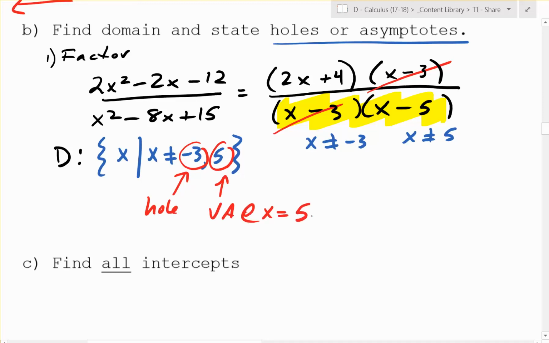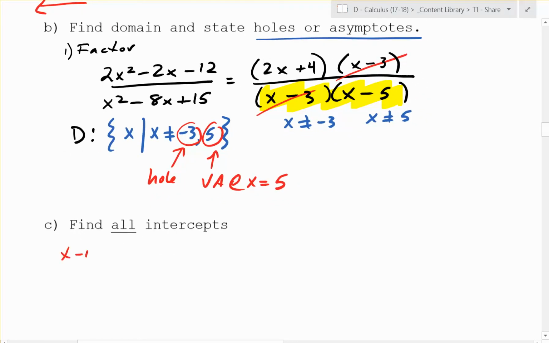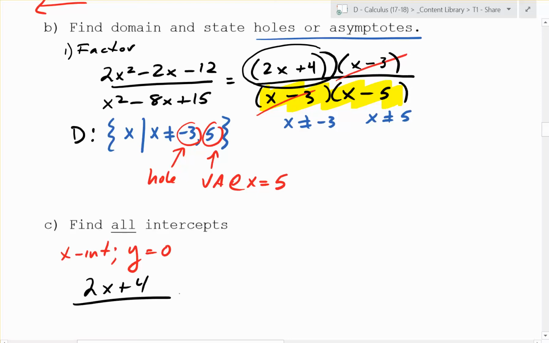Yay. Finding intercepts. The x-intercept is when y equals 0. So that's the output. So you can take the simplified form of the output, and that's going to be 2x plus 4 over x minus 5, and you set that equal to 0.